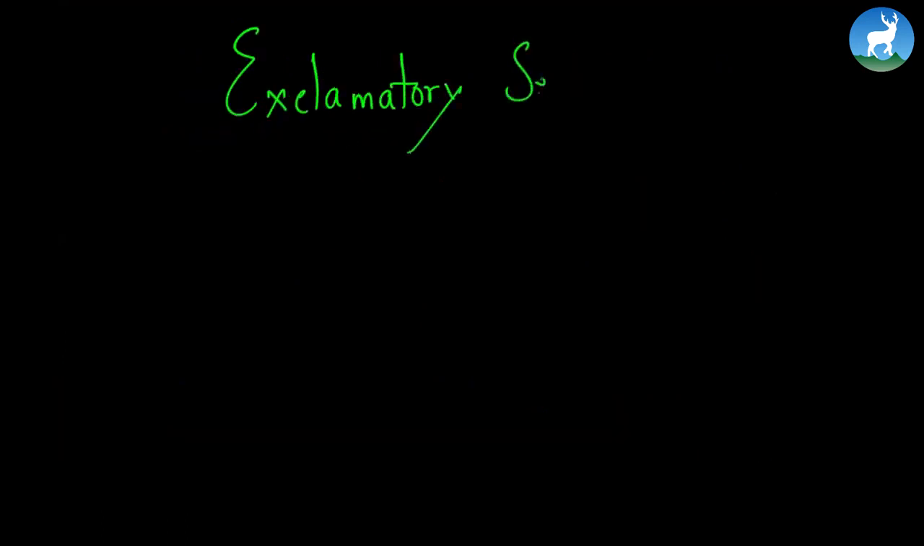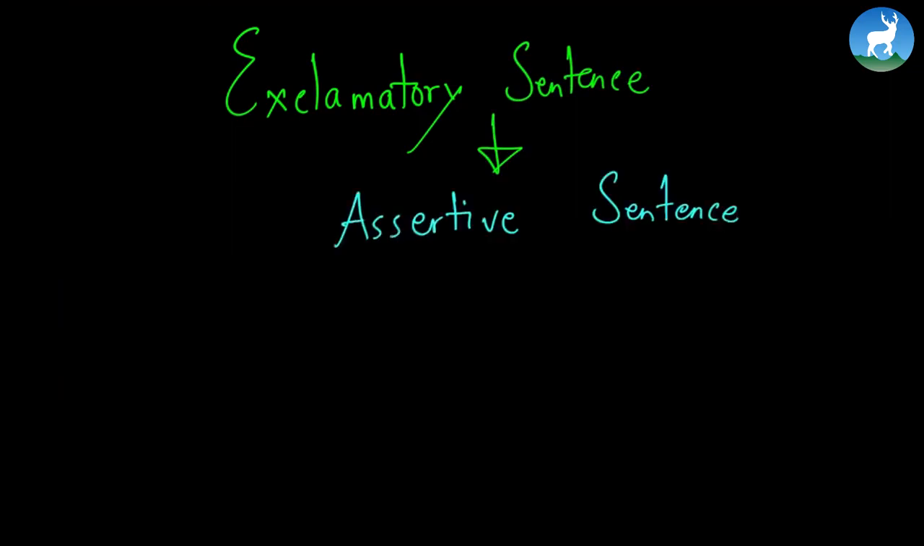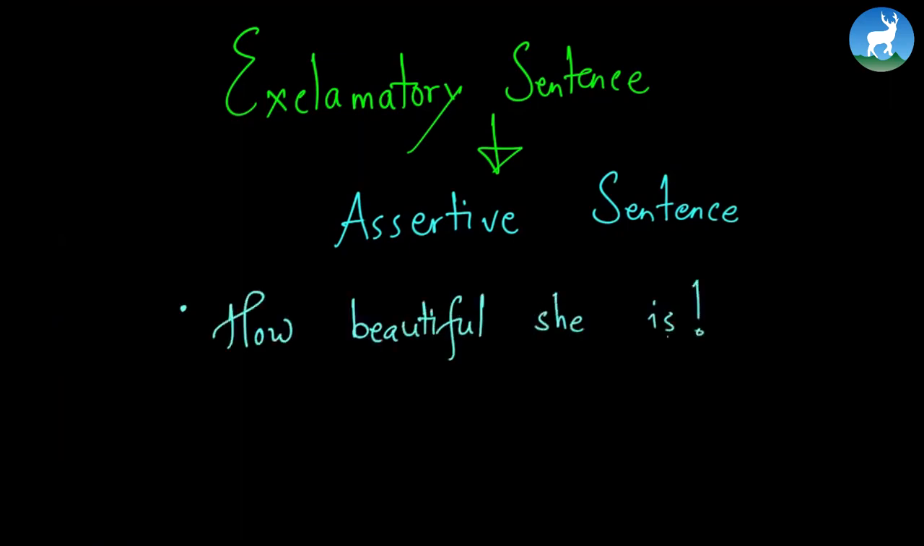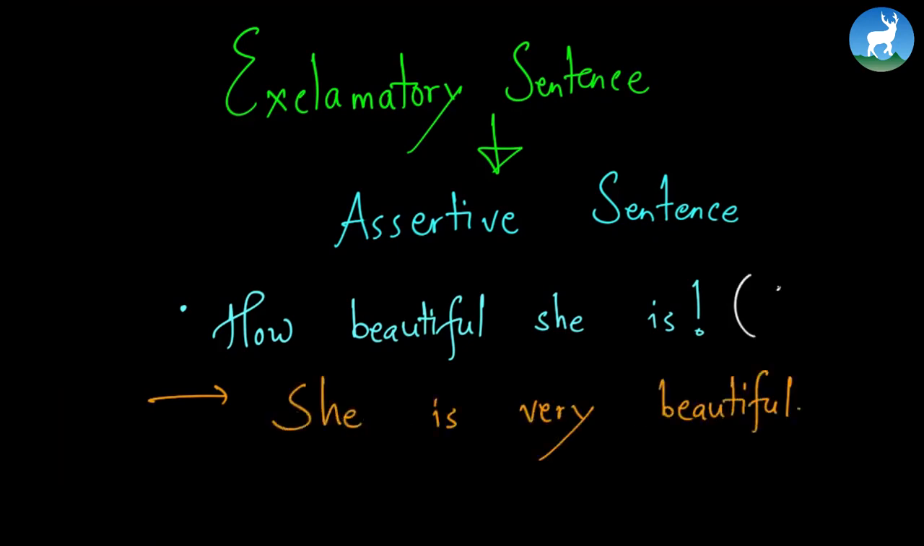Exclamatory sentence into what? Into an assertive one. So I can write some examples. Let's say the first example is, how beautiful she is. Now this is certainly an exclamatory sentence. How can we change this into a simple assertive sentence? How beautiful she is. You can change this into an assertive one by writing, she is very beautiful. I'm going to write E for exclamatory and A for assertive. So that is how I can change an exclamatory sentence into an assertive one.